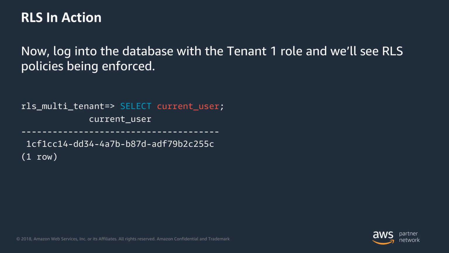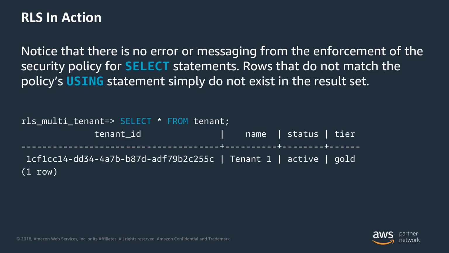Now I'm going to log out, and log in as one of those two tenants. My current username is now the GUID, the ID from tenant 1 that was in the table. Now that I am not the master user or the table owner, just a normal login user, when I try and select from the table, I only get to see the rows that match my identifier. You'll notice there are no errors and no messaging from the enforcement of the security policy for this select statement.